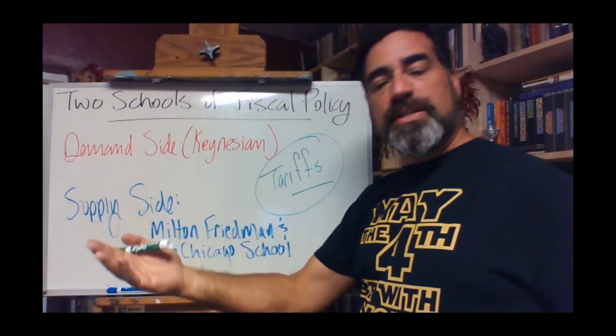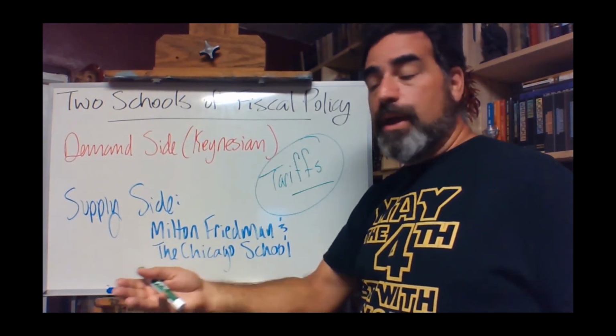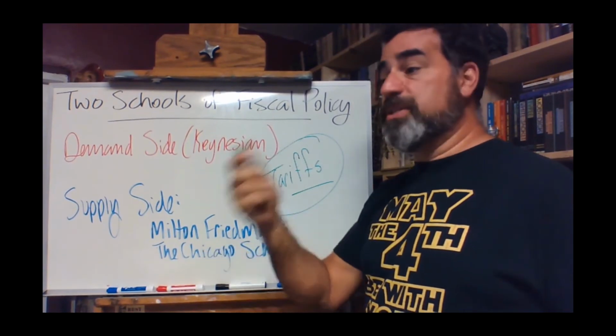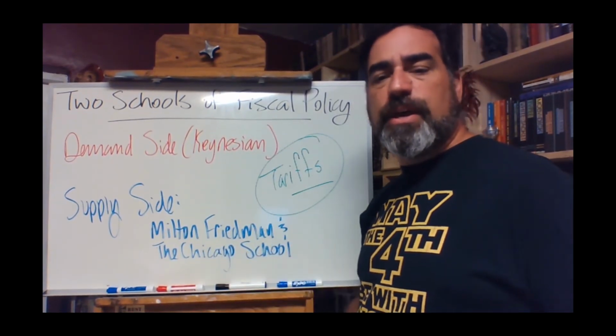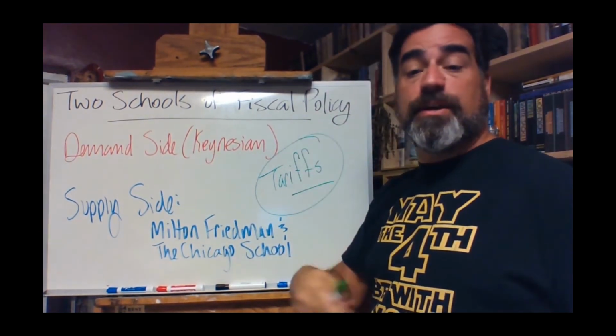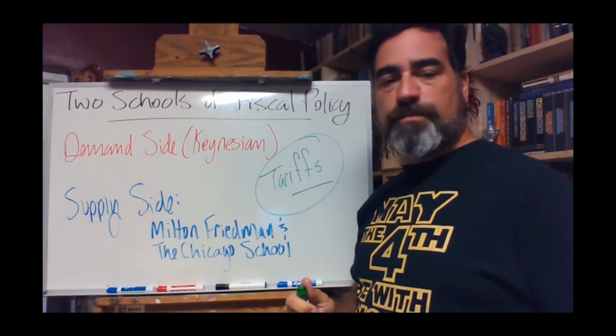So maybe we've made some gains in profits in steel, but we've lost that amount of money with regard to decreasing auto sales and that kind of stuff. So neither side of these is particularly a big fan of tariffs. Anyway, these are the two schools of thought for fiscal policy.